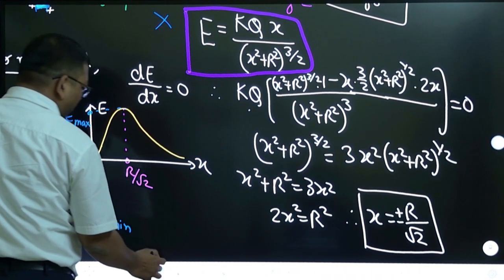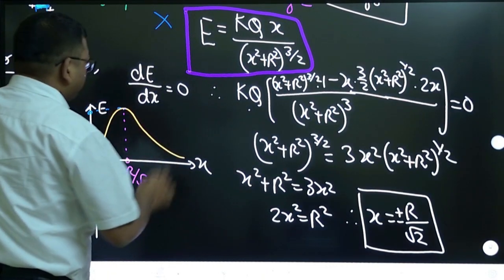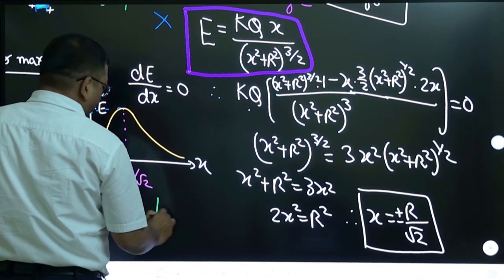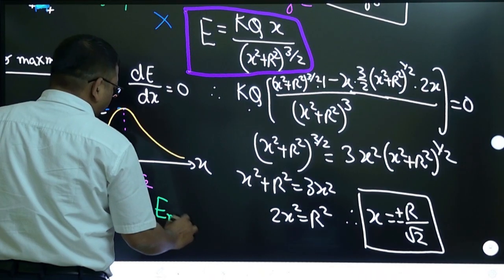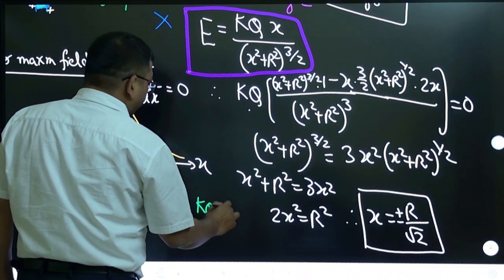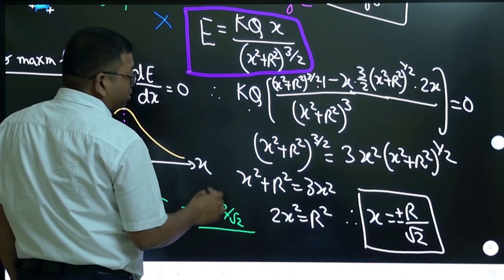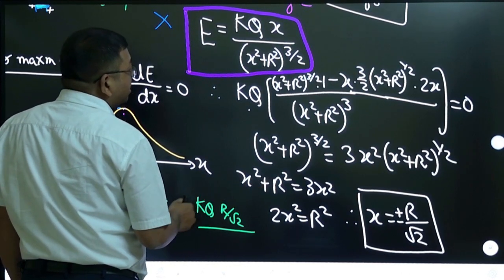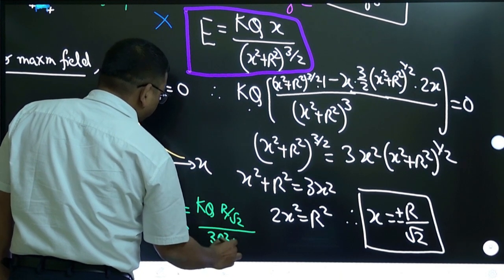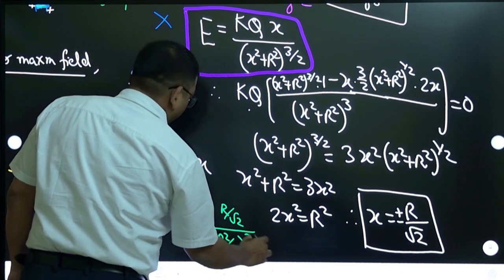Now what is the value of maximum and minimum? Now you can substitute this here. So let us calculate the maximum value. Magnitude is the same but plus minus is there. So what is the maximum field? kQ r by root 2 divided by r square plus r square by 2, to the power 3 by 2. How much will it come?